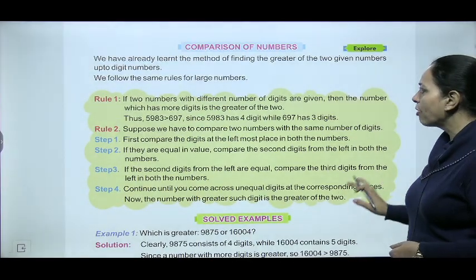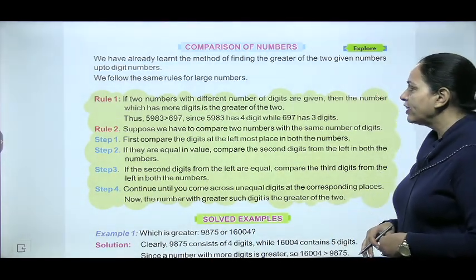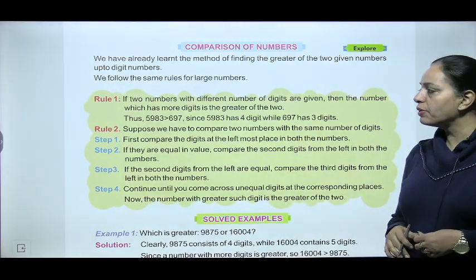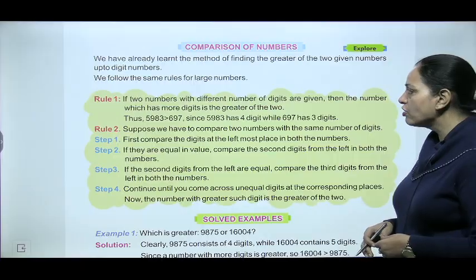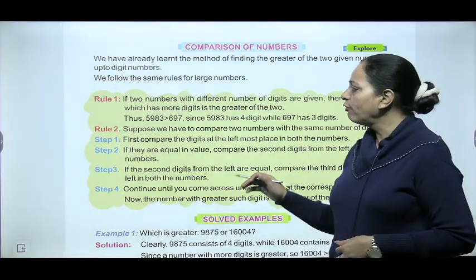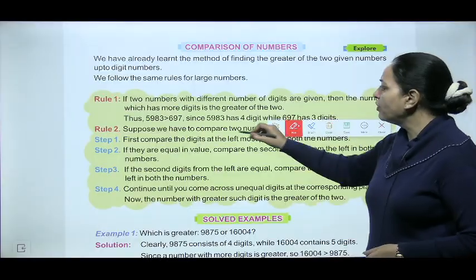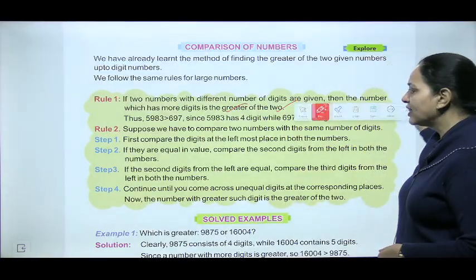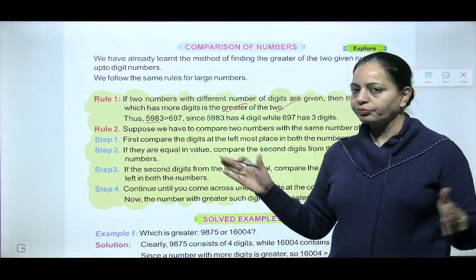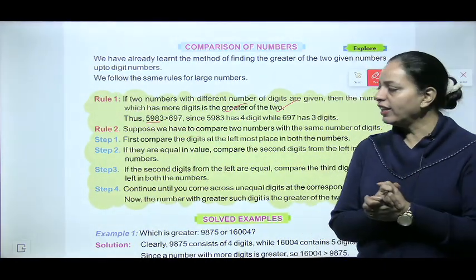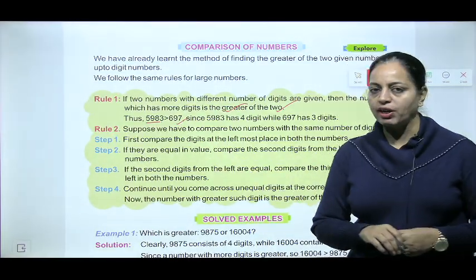Now come to the next, comparison of numbers. We have already learned the method of finding the greater of the two given numbers up to a certain number of digits. We follow the same rules for large numbers. Rule 1: if two numbers have a different number of digits, then the number which has more digits is always greater. Like if a 4 digit number and a 3 digit number are given, the 4 digit number is greater.